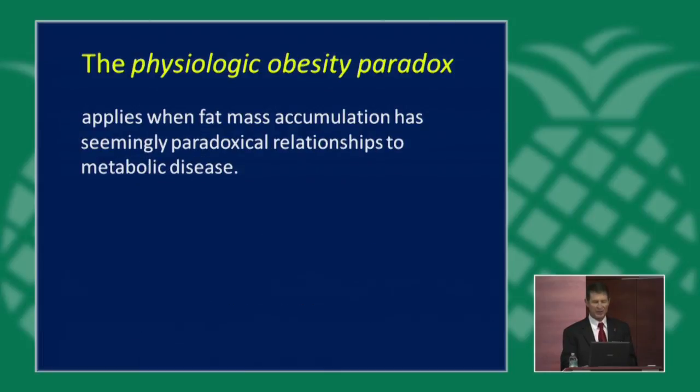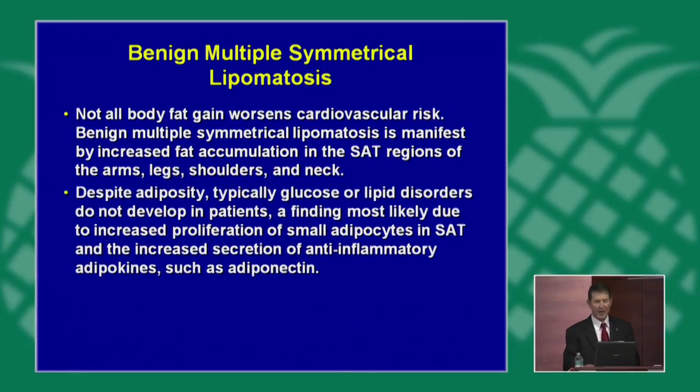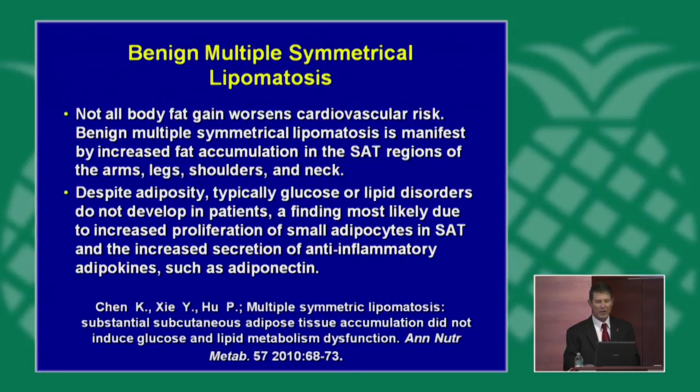The physiologic obesity paradox. When can fat mass accumulation actually be helpful to lower cardiometabolic risk? Well, an example is benign multiple symmetrical lipomatosis. This is a disease where people gain fat in the subcutaneous tissue. And we've known for years that these individuals, despite the fat gain, are protected. They have a very low incidence of developing cardiometabolic disease because they have functioning adipocytes that are there to protect them.